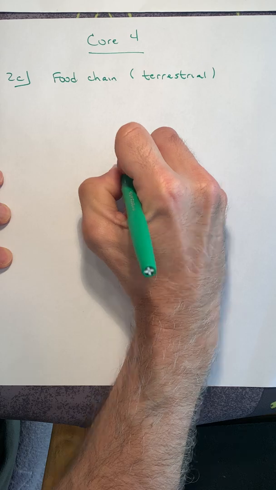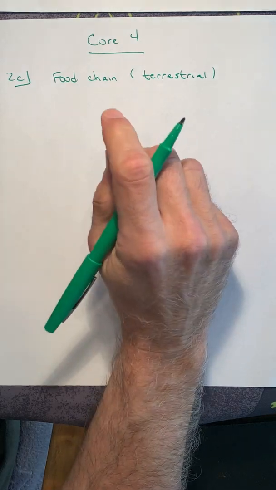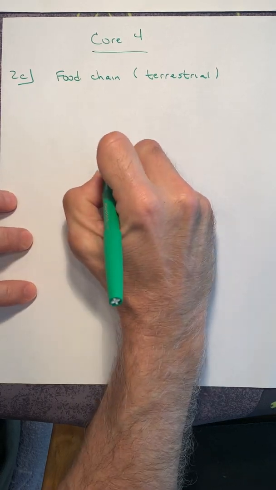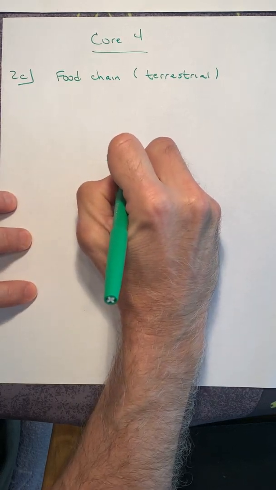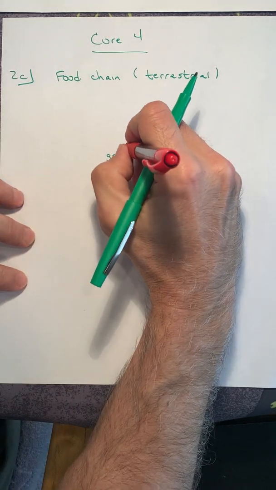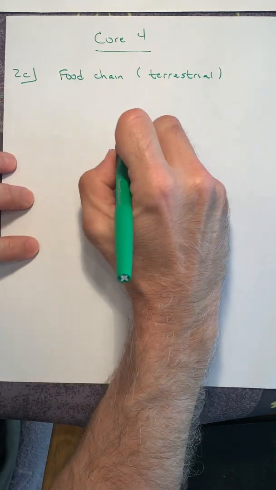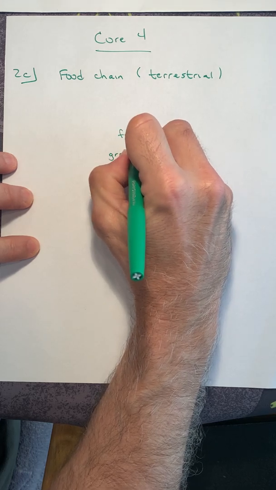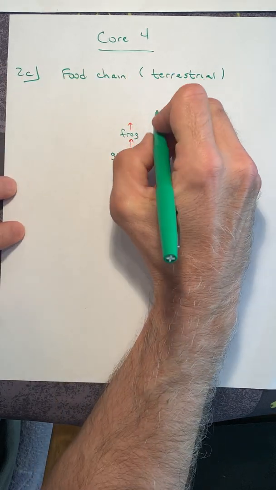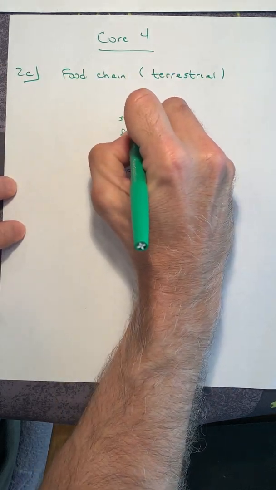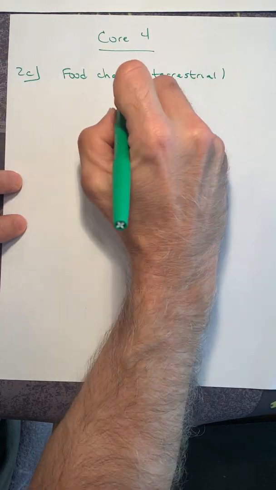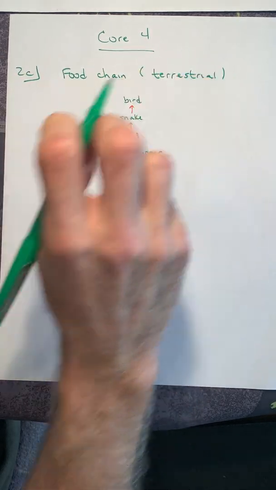I'll just make one up for Chula Vista here. Let's say grass. Grass captures energy and makes macromolecules. Those macromolecules are then consumed by a grasshopper. The grasshopper is then consumed by a frog. The frog would be consumed by, let's say, a snake. And then the snake would be consumed, let's say, by a bird.